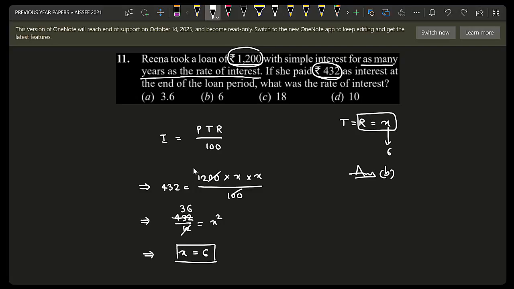Understood? Yes, sir. Sahasra, what is your doubt? Sir, how to get x is equal to 6? x square is equal to 36. Which number's square is 36? 6. That's it.